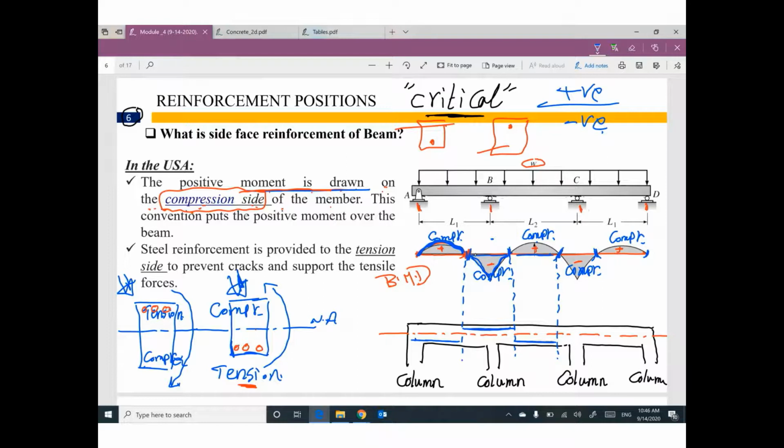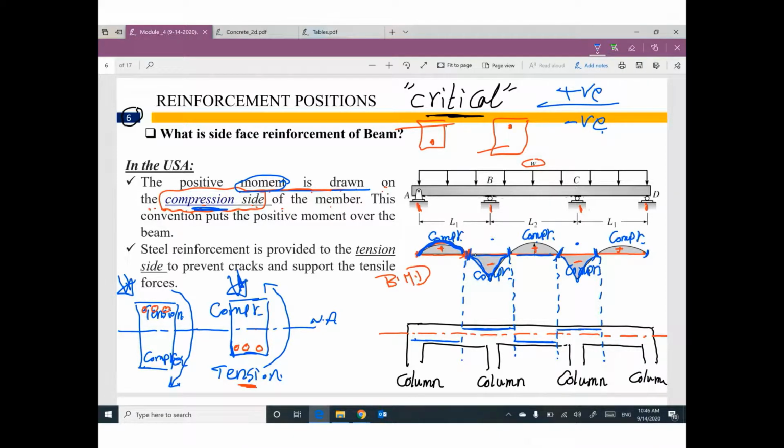For this part of the beam, the bending moment diagram is drawn at the bottom. So compression is at the bottom. Once you find the moment, you find the compression side. So I can figure out where the tension side is. It will be at the top. So the steel reinforcement will be at the top.